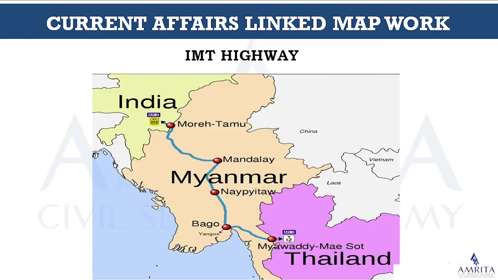Next one is IMT Highway, that is India, Myanmar, Thailand Trilateral Highway that connects India to Thailand through Myanmar. That is the Moreh to Mysore in Thailand, Moreh in India to Mysore in Thailand. You can see the connected cities like Mandalay, Naypyidaw, then Mysore. Then Moreh is the border, that is border connectivity between India and Myanmar. That was recently in news regarding the construction of this highway under National Highway Authority of India.